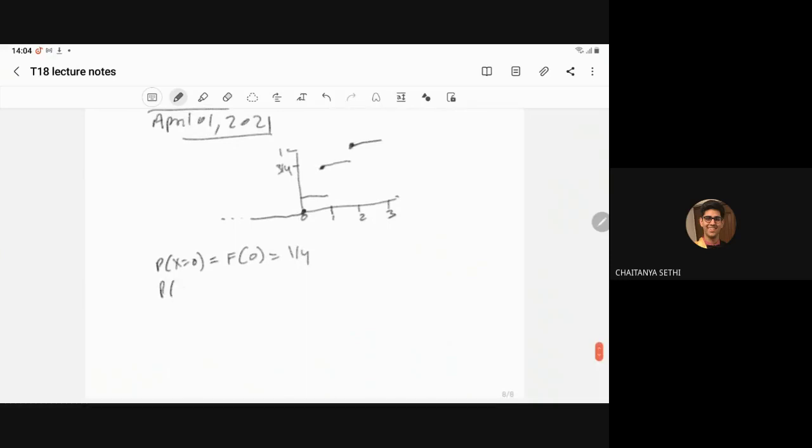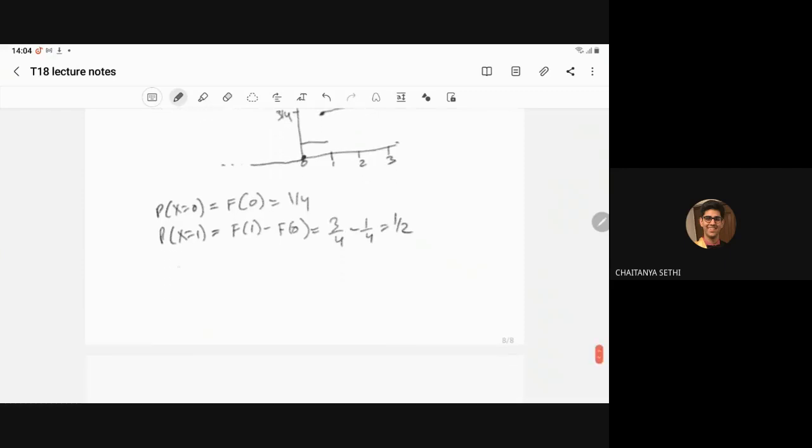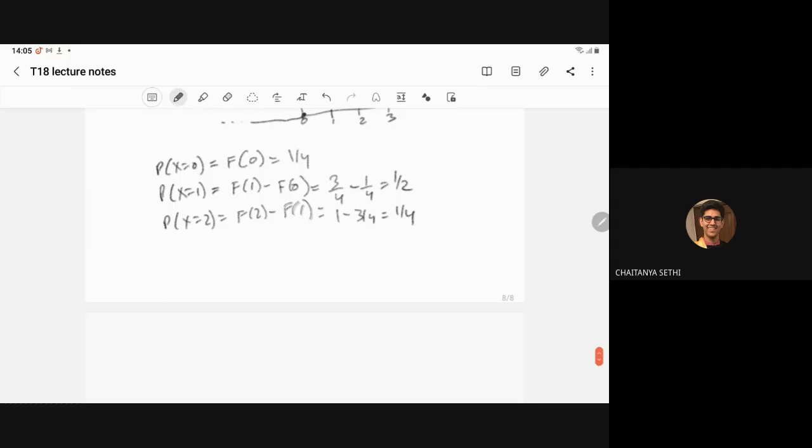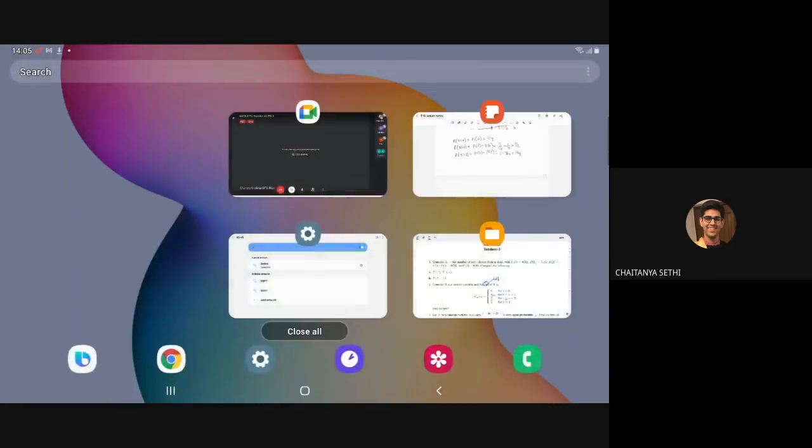If you have to compute the PMF for x equal to 1, from the CDF it is F of 1 minus F of 0. F of 1 is given as 3 by 4 minus 1 by 4, that is 2 by 4, or say 1 by 2. If you have to determine the probability of x equal to 2, it is F of 2 minus F of 1, so it is 1 minus 3 by 4, that is 1 by 4. So you can see the total probability is equal to 1. Clear?